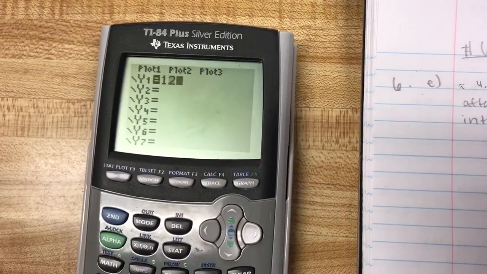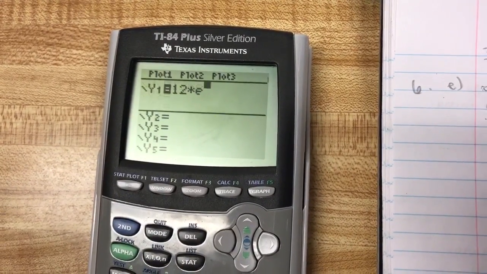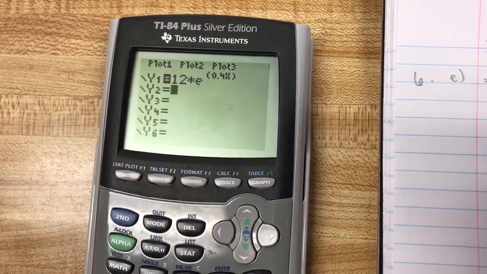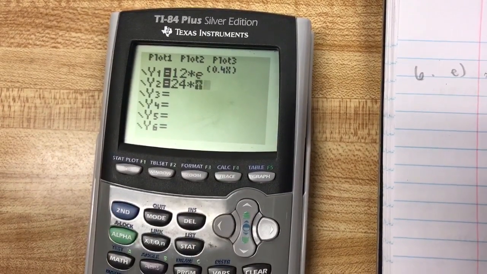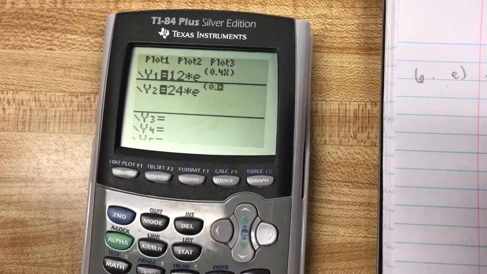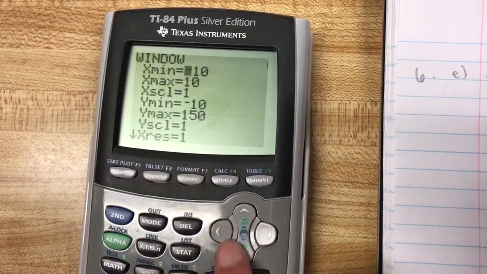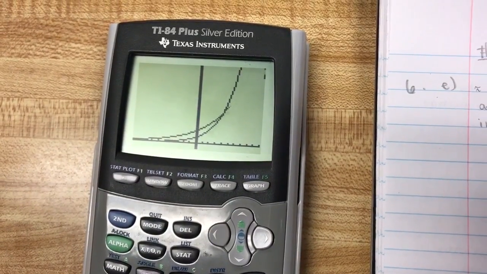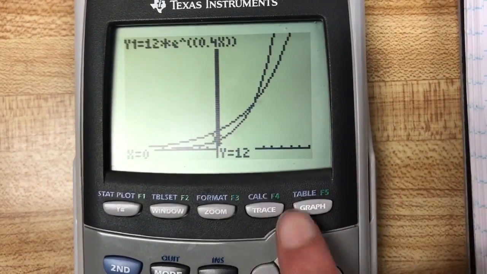Because we set A of t equal to B of t, we can graph them to figure out how long it takes for A to exceed B. We put 12e to the power 0.4t, which is colony A, for y1, and 24e to the power 0.229t, which is colony B, for y2. Therefore, the first graph you're seeing is for colony A, and the second graph you're seeing is for colony B.